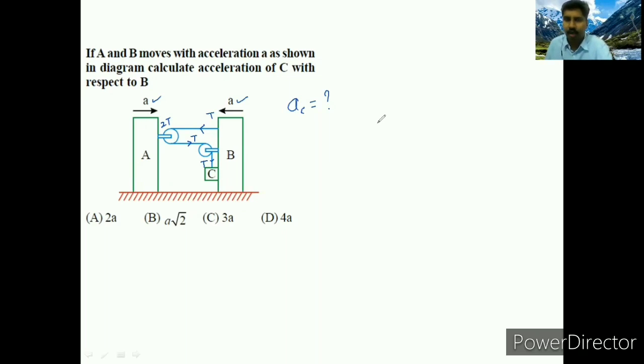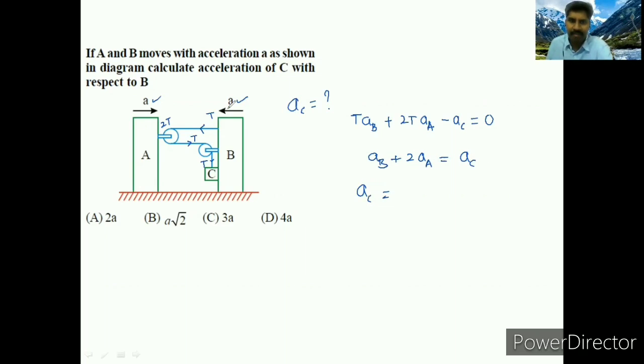Now in this case, according to the constraint of the string, we can write T times the acceleration of B block, AB, plus 2T with the acceleration of A. Now C is also there, its tension is T only, minus AC is equal to 0. Now T common, so AB plus 2A is equal to AC. We need to calculate AC.